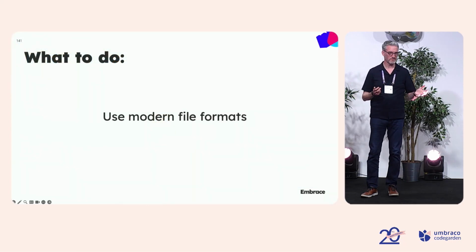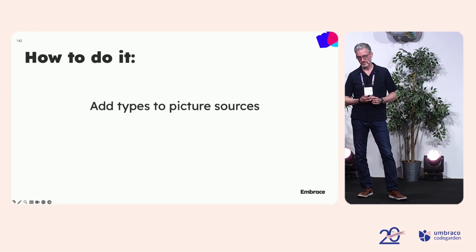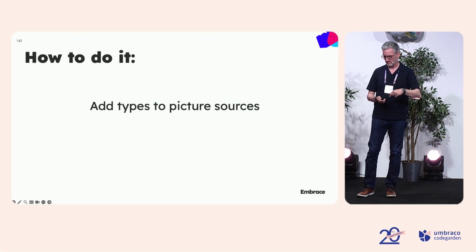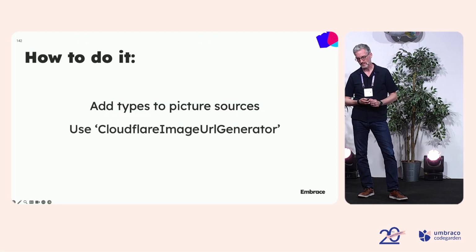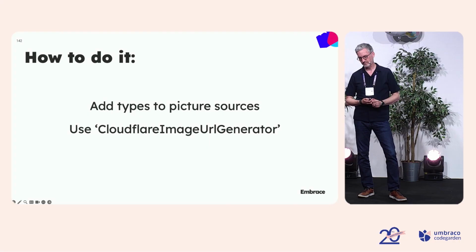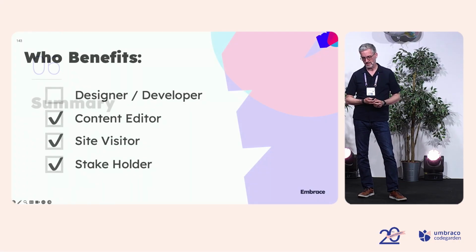So what to do? Definitely use modern file formats. There's a few ways of doing it. We could just add types to our picture sources, so in our picture tags, we can say, here's the WebP, give that first, and then the JPEG second. If the browser can support WebP, it will use it. If it can't, it will fall back to the JPEG. Or we could use the Cloudflare image URL generator, which just moves it all to the CDN layer for us. So everybody benefits by using that.